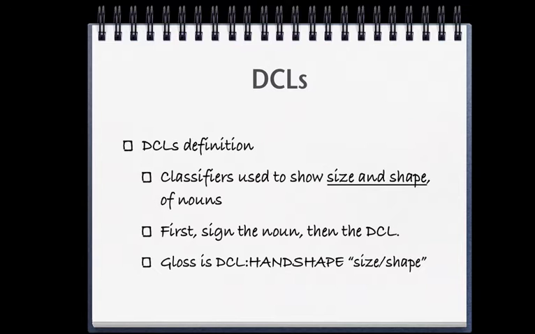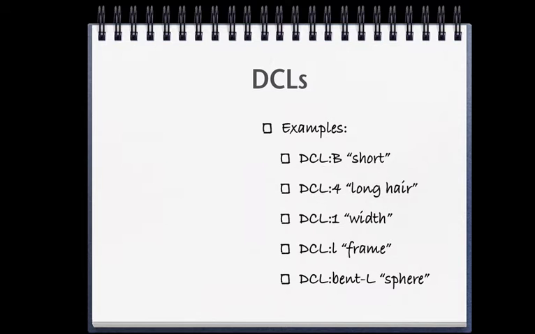And how it's written in ASL gloss is DCL, colon, hand shape, which could be any of the 26 hand shapes, A, B, C, D, any of those. And then in parentheses, you're writing basically what the size and shape of it is. So if you're using gloss, you can look and see what hand shape you're going to use and how you're going to sign it. So let's look at some examples. Start with the first one.